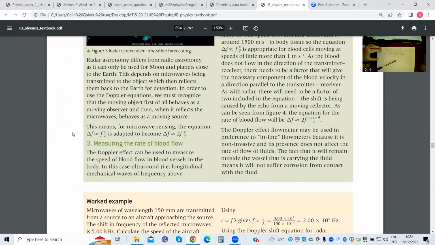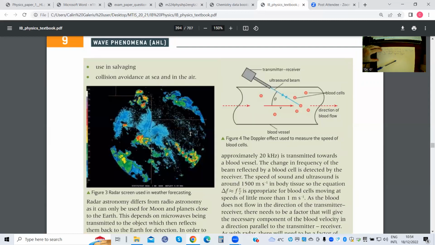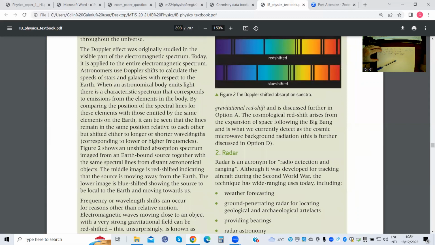Okay. In order to use the Doppler equations, we must recognize that the moving object, first of all, behaves as a moving observer, and then when it reflects the microwaves, behaves as a moving source. This means the equation delta f is about f v over c is adapted to become delta f is about equal to 2 times f times v over c.